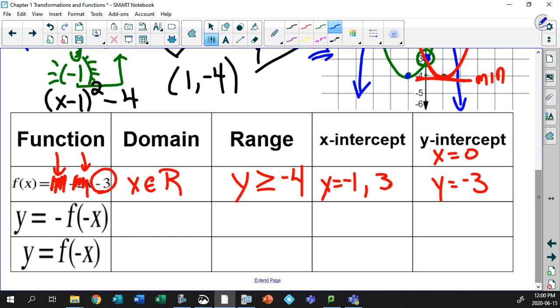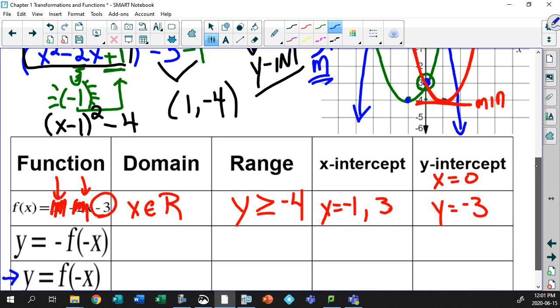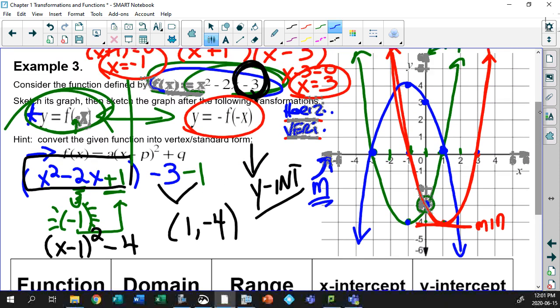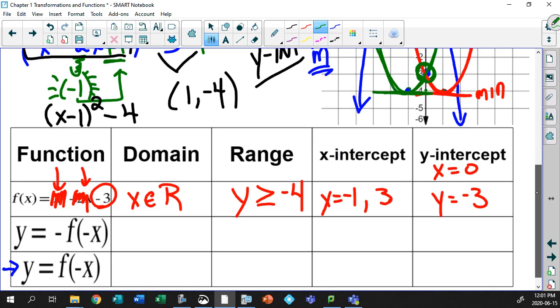Okay, so let's see what happens now when we flipped it. And I'm going to do this guy first. Let's see what happens when we flip this horizontally. If you noticed, when we flipped horizontally, and this is the green line here, notice something. Domain didn't change. The minimum value didn't change. The y-intercept didn't change. The only thing that changed was our x-intercepts. Isn't that interesting?